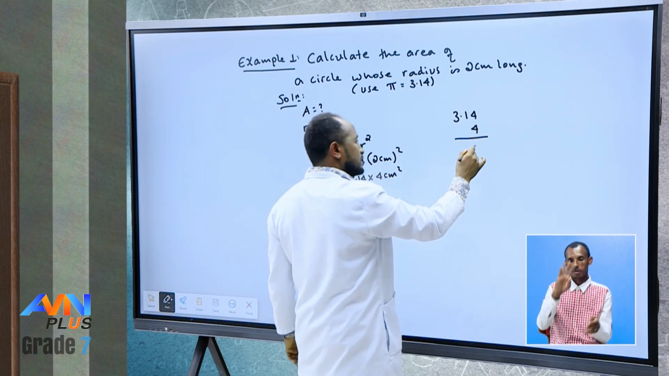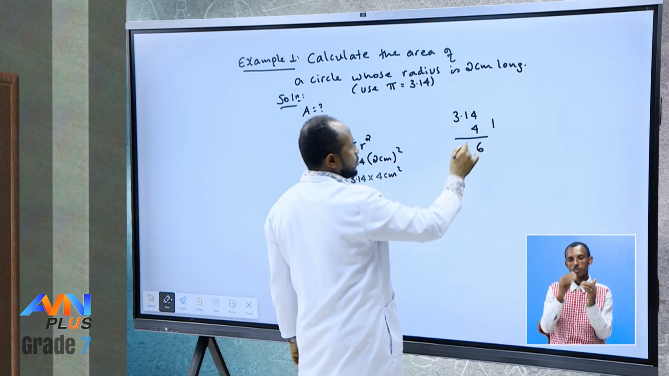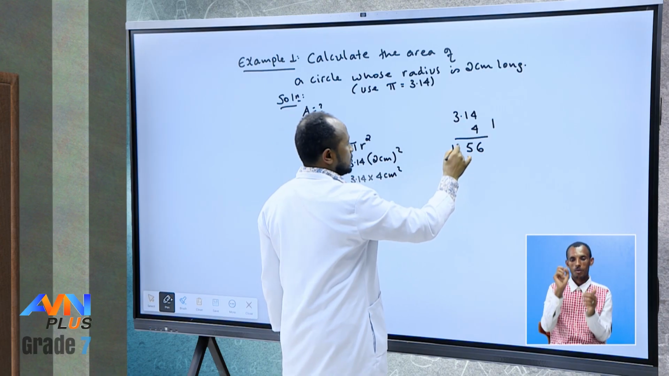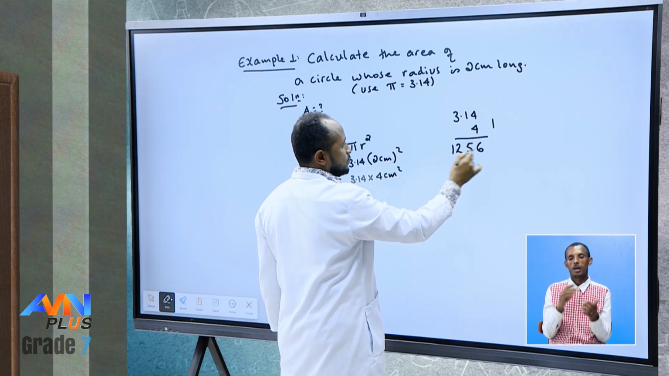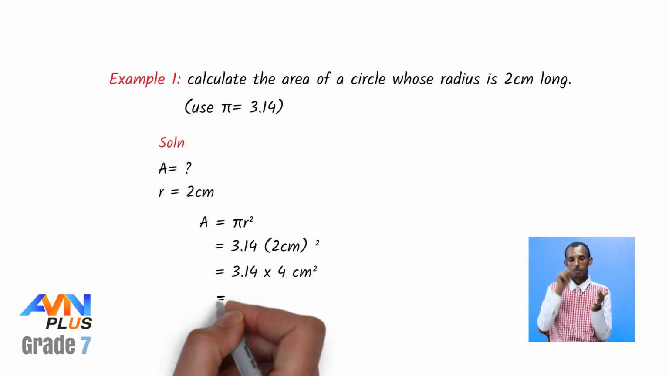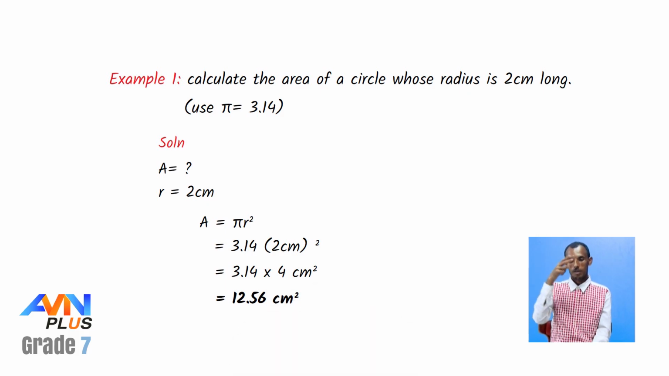4 times 4 is 16. 4 times 1 is 4, plus 1 is 5. 4 times 3 is 12. Therefore, after the decimal we have 2. You have 12.2 here, so 12.56 centimeter square will be the area of this circle.